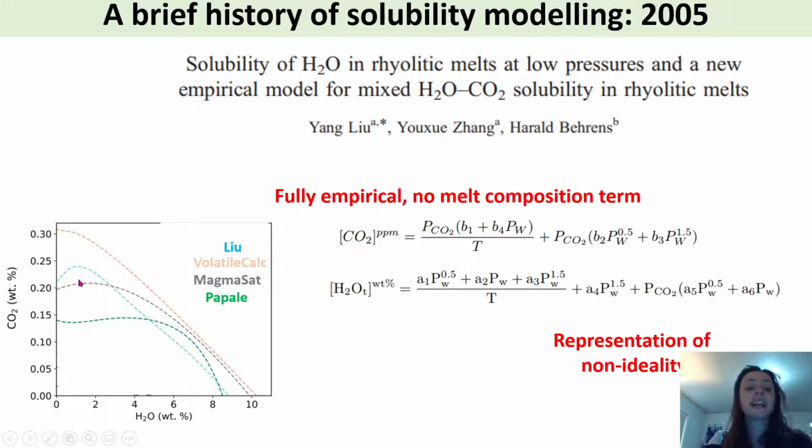And this non-ideality is also seen in MagmaSat and Papale, which are more recent models we'll get to soon. And very simply, this just results from the fact that you have P water terms in the CO2 solubility, so you can get that complex behaviour. And generally there's a lot of P terms in this model raised to varying powers, which allows it to have that complicated shape.